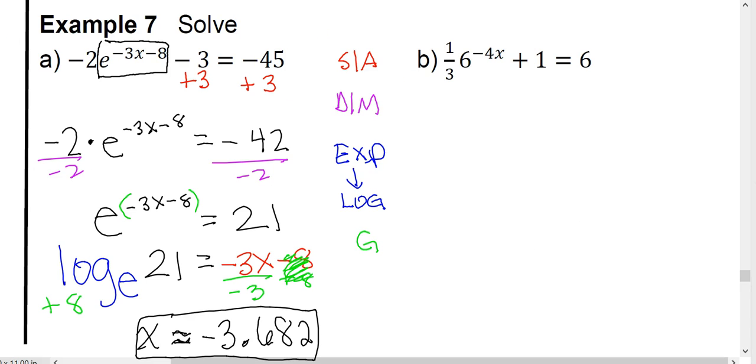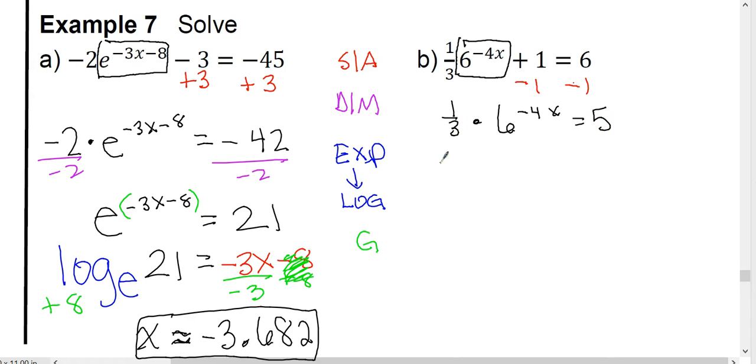Alright, so this one is still exponential, has a base of 6, separate the 6 from the 1/3, and the exponent is negative 4. So we want to add or subtract the 1 first, so subtract it from the other side. To get 1/3 times 6 to the negative 4x equals 5. I'm going to put the times there to separate them.